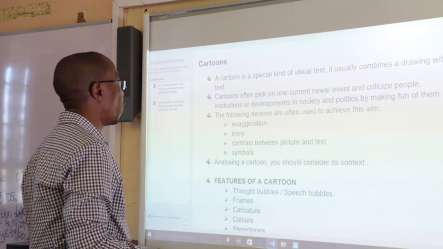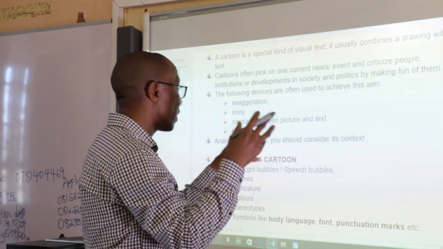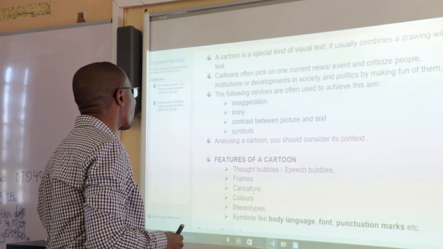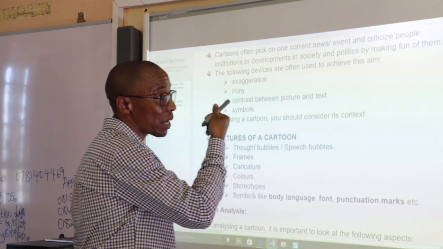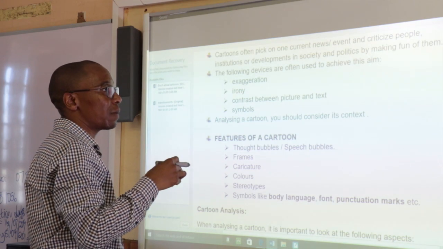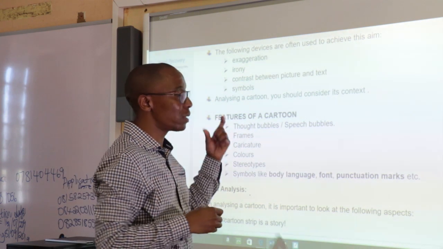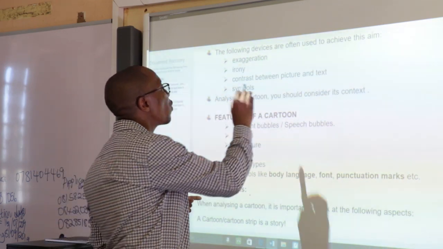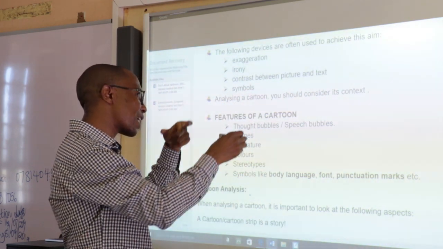So a cartoon is a special kind of a visual text, because it usually combines a drawing, like the characters are there, and like the bubbles as well are in the form of a drawing, whether it's a speech bubble or a thought bubble. Cartoons often pick on one current news or event and they criticize people, whether it's the president of the country, whether it's the public protector and so on, or anything in the society. But they always speak on controversial issues. Then the following devices are often used to achieve this aim, whether it's actually to create humor, to be satirical and so on. There'll always be exaggeration in the form of caricature. And then in most cases there'll be irony, because that is where we find our humor.